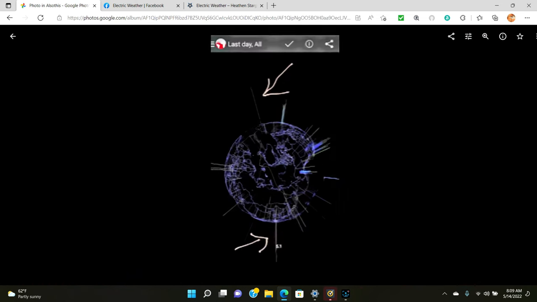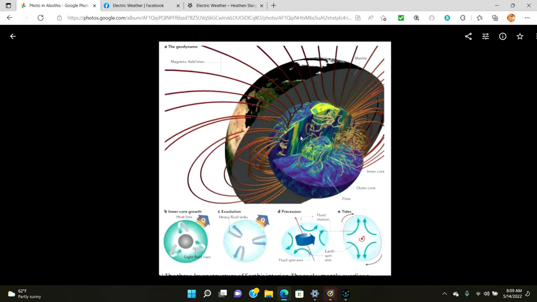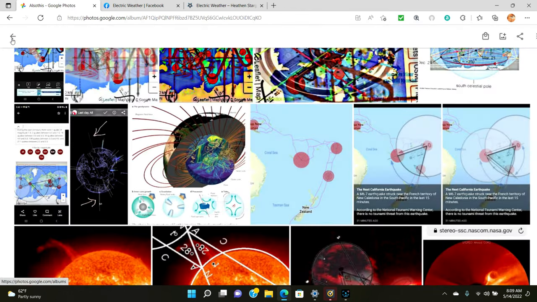Because here's a perfect example of how the earthquake goes straight through. And this is like, okay, this is the geodynamo and the magnetic field lines. And again, we've got an emptiness here and a full space here. And we can talk about how maybe we aren't polar. Maybe we just don't have two poles. Maybe we actually have four.